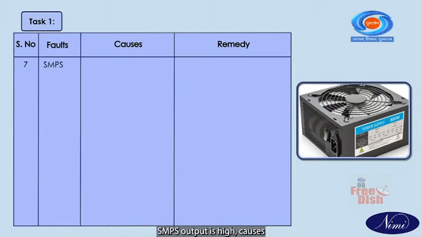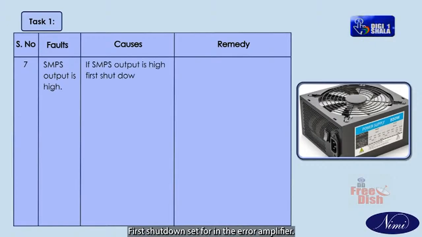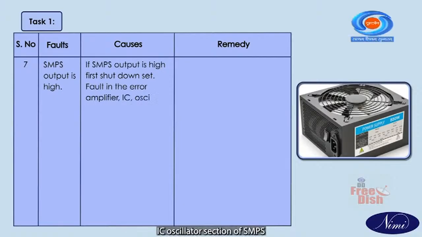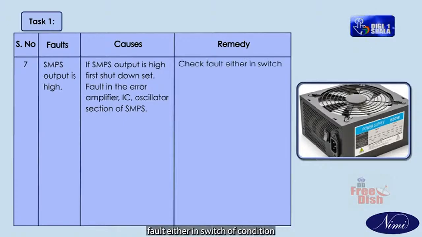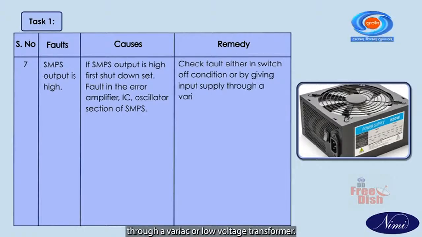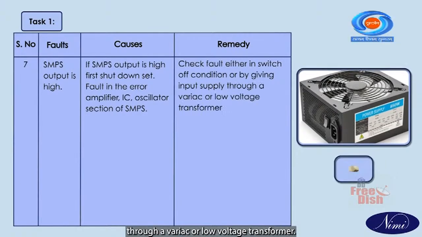Number 7. Fault: SMPS output is high. Causes. If SMPS output is high, first shut down the set. Fault in the error amplifier, IC, oscillator section of SMPS. Remedy. Check fault either in switch off condition or by giving input supply through a variac or low voltage transformer.